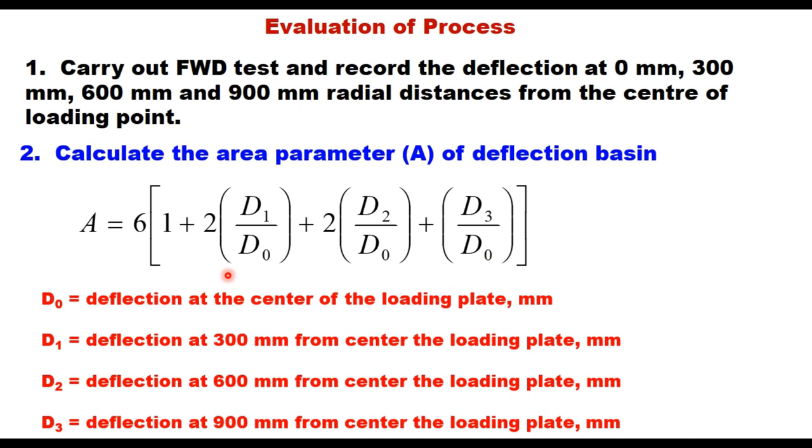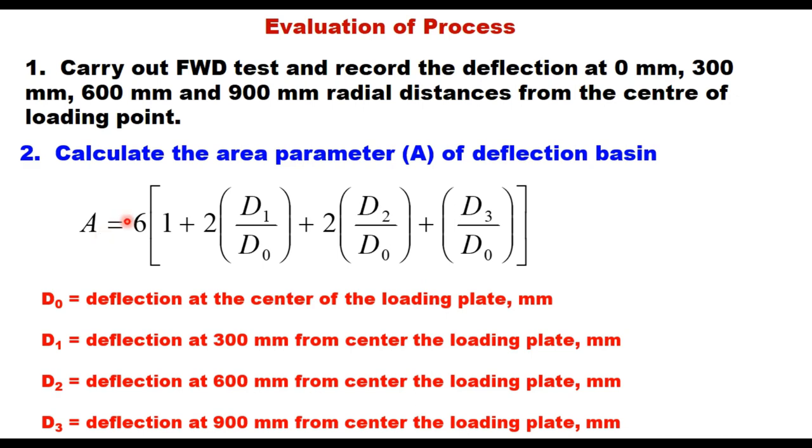Where d0 is the deflection at the center of the loading plate. d1, d2, d3 are the deflections at 300 mm, 600 mm and 900 mm from the center of the loading plate respectively. For an extremely rigid layer with a high elastic modulus, all these deflection values d0, d1, d2, d3 will be almost the same, and the value of A in that case will be 36. But in a practical case, when you are conducting this test on a normal rigid pavement or concrete pavement, this value of A is less than 36.